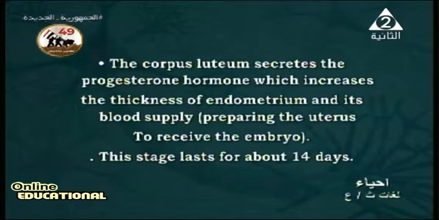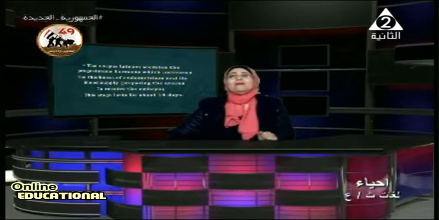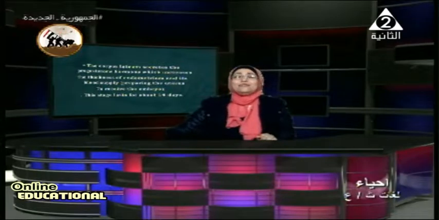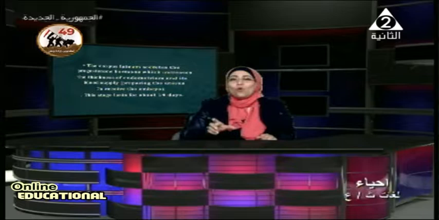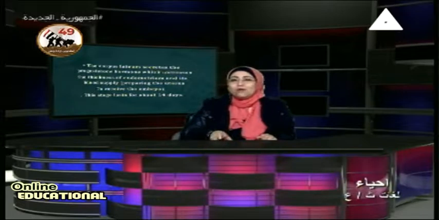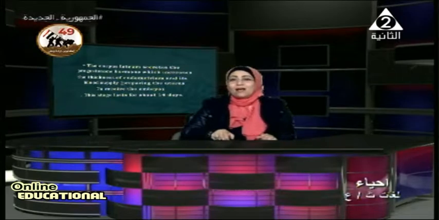The corpus luteum secretes the progesterone hormone. This is the second hormone after estrogen. The estrogen hormone makes the wall of the endometrium, the wall of the uterus, become thick and supplied with blood capillaries. After that, after the 14th day, what happens?